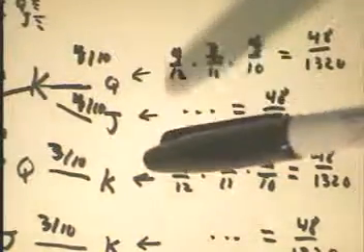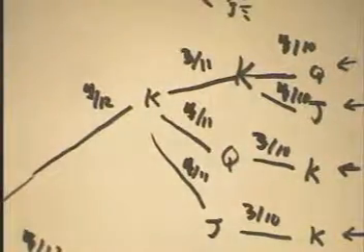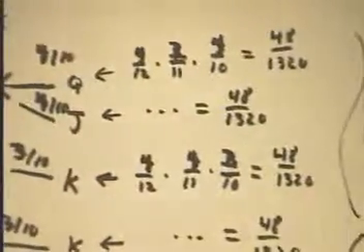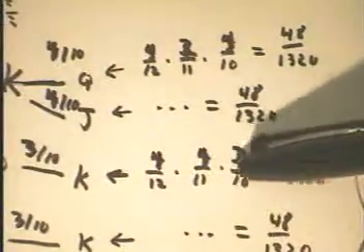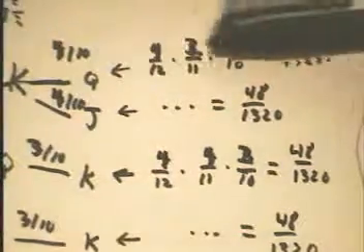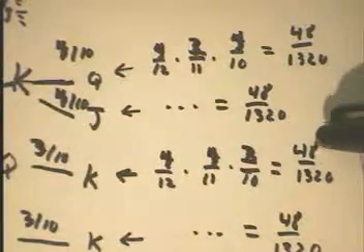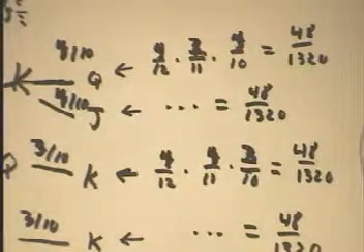Similarly for king, king, jack. The numbers are exactly the same, it's just that we have a different event. So we have another 48 out of 1320. Now if we look at king, queen, king, it's 4 out of 12 times 4 out of 11 times 3 out of 10. If we multiply those, we really have the same numbers in the numerator that we had up here, 2 4s and a 3. They're in a different order, but we know that doesn't make any difference. And the denominator is 12 times 11 times 10, so again we have 48 over 1320.